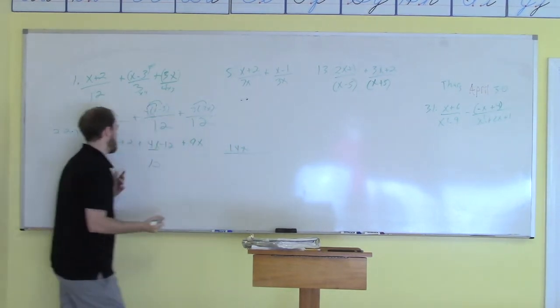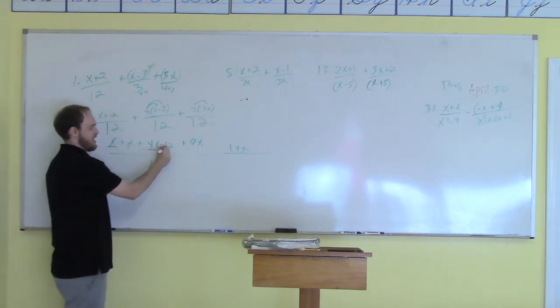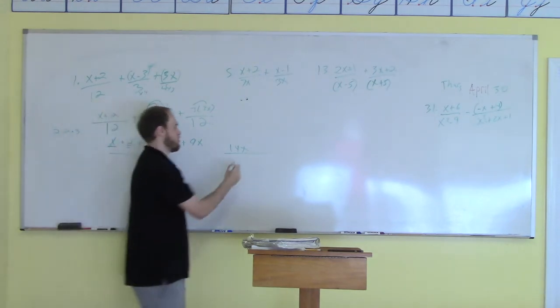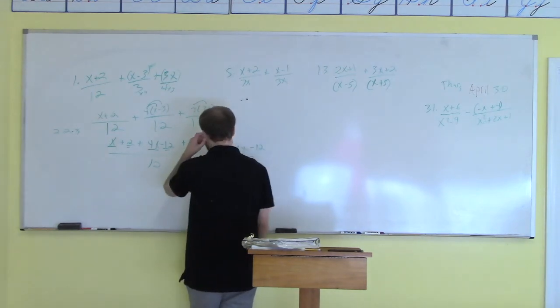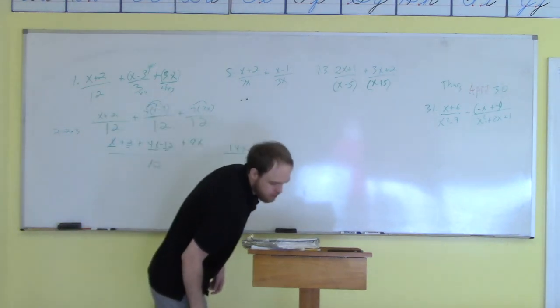Then I'm going to do my numbers. Okay, my numbers are a 2, a negative 12. So 2 plus negative 12 is a negative 10. And so I have 14x minus 10 all over 12. And so that would pretty much be your answer.